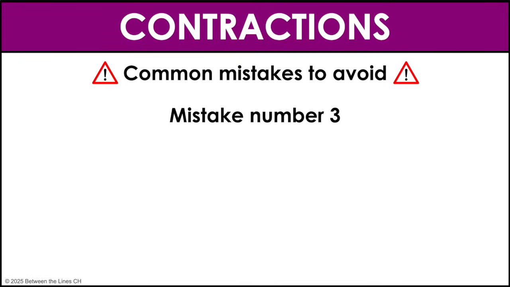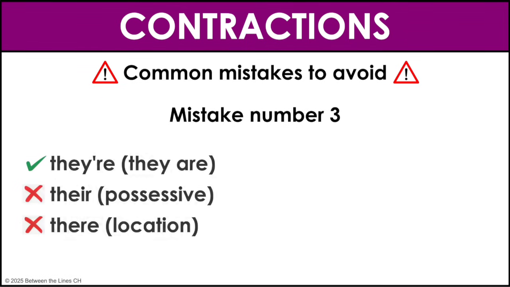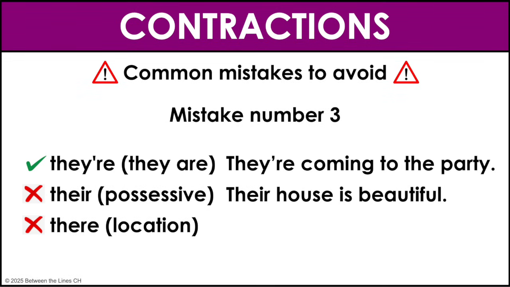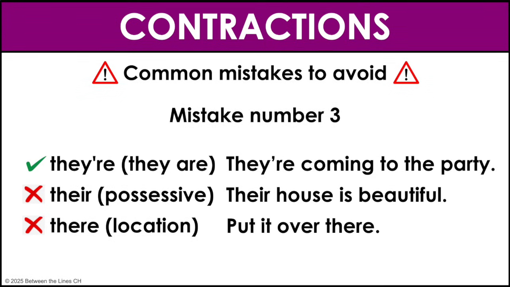Mistake number 3. Confusing they're with their or there. They're means they are. For example, they're coming to the party. Their is possessive. For example, their house is beautiful. There refers to a place. For example, put it over there.